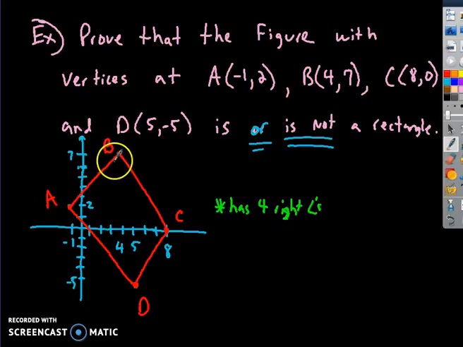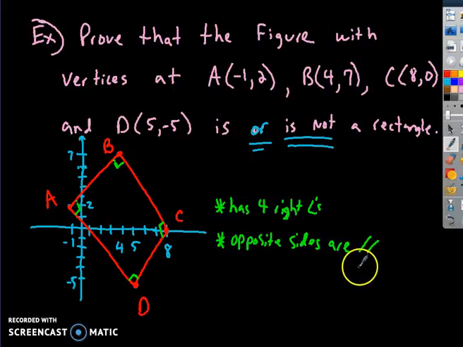So if it is, this should be a right angle, this should be a right angle, this should be a right angle, this should be a right angle. So I can go about trying to prove that either they are or they are not right angles. Another thing you need to know about rectangles is this. Opposite sides are parallel. If that's true, it could be any kind of parallelogram. It could be lots of different parallelograms, rhombuses, squares, anything. Well, a square is actually a rectangle, but it could be a rhombus. So it could be other shapes.